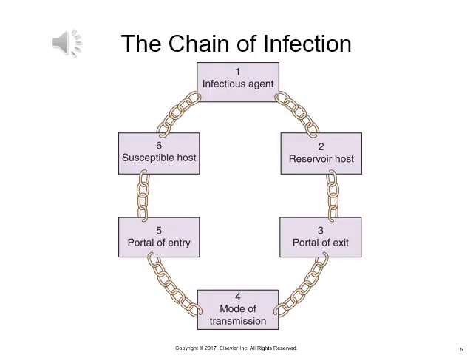The chain of infection has 6 links. It is important to know these 6 links in order. It starts with the infectious agent, then reservoir or host, a portal of exit, a mode of transmission, a portal of entry, and a susceptible host. In order for the chain of infection to be broken, you need to eliminate any one of these links.